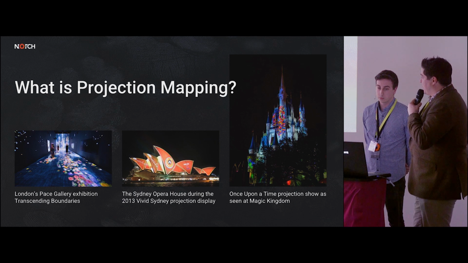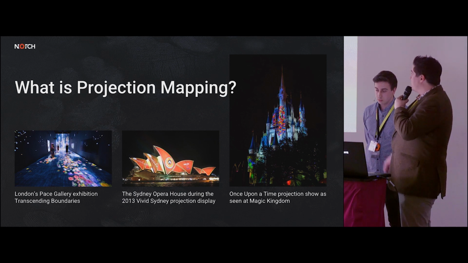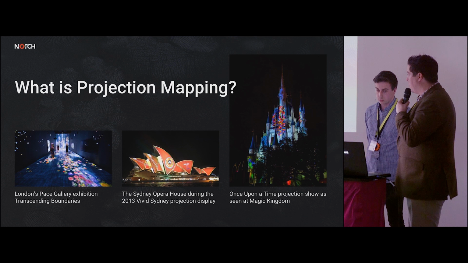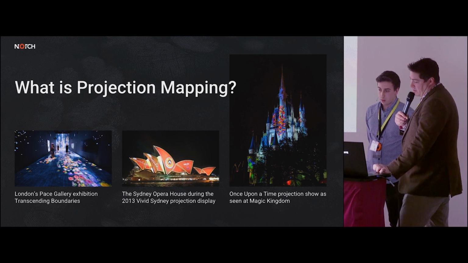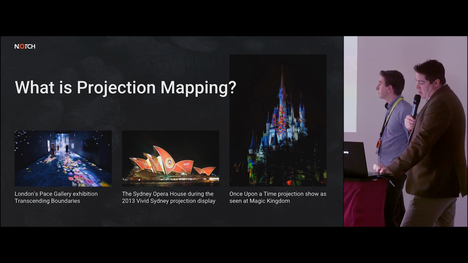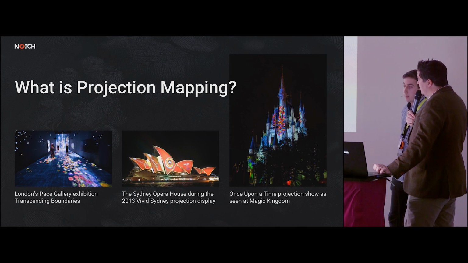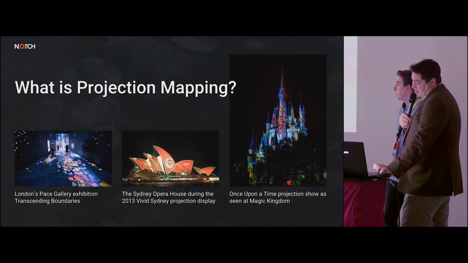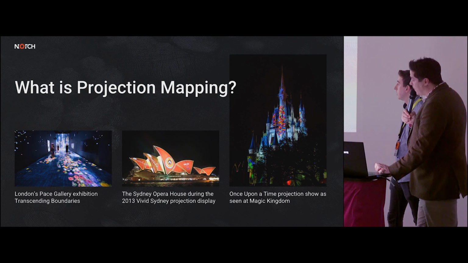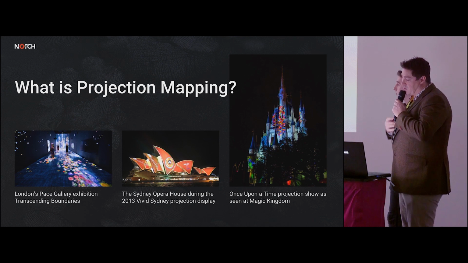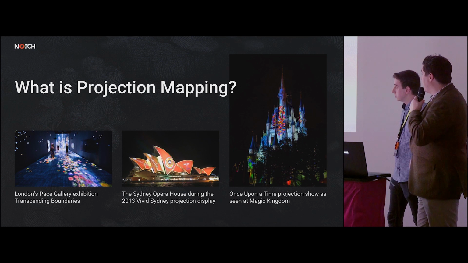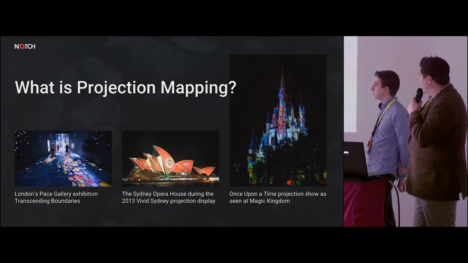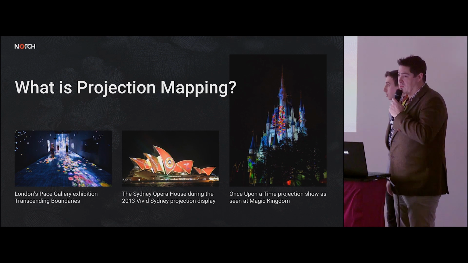So what is projection mapping? Here are a few examples, some images of other people's work. So we have the London Pace Gallery exhibition, we have the Sydney Opera House, and we have Disneyland's Magic Kingdom. These scenes all show buildings with various projection mapping displays on them in different forms, and they're awesome.